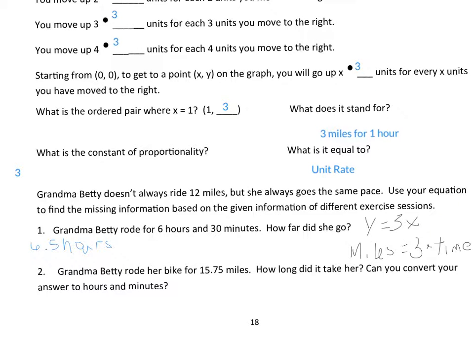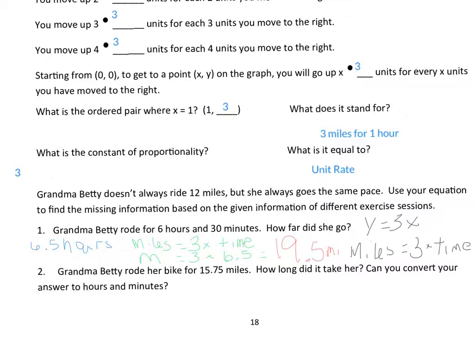We can then fill that information into our equation. We have that miles equals 3 times our time. So we would have miles equals 3 times our time of 6.5. And that means that she traveled 19.5 miles.